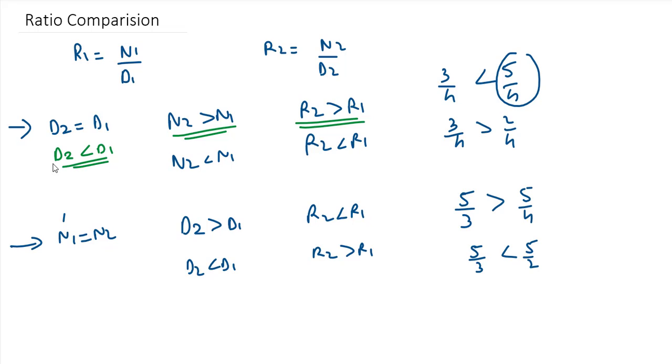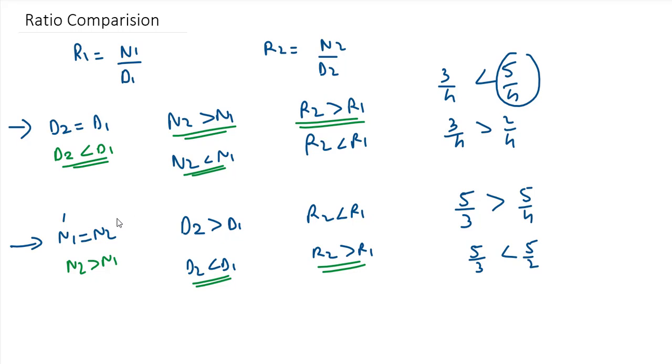We'll see what will happen when your denominator is also decreasing and numerator is also decreasing in your third case. Similarly, in the second case, when your numerator is increasing, that is N2 is greater than N1, and your denominator is decreasing, that is D2 is less than D1, in this case also, the same rule will apply. That is, your second ratio will be more than your first ratio because your numerator is increasing and your denominator is further decreasing.